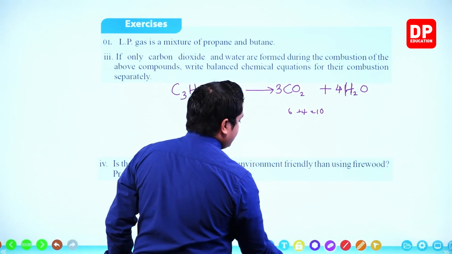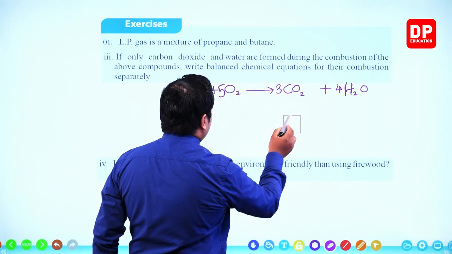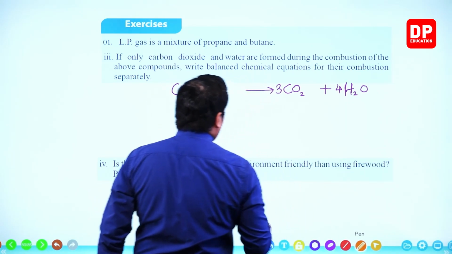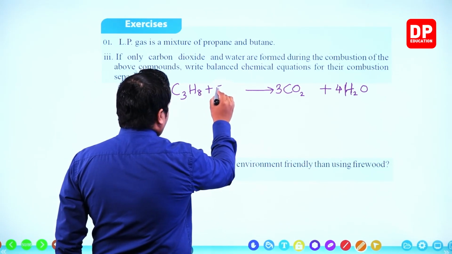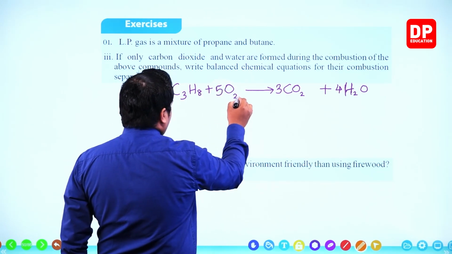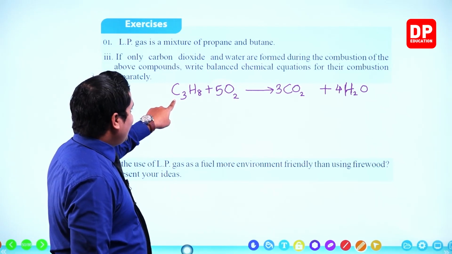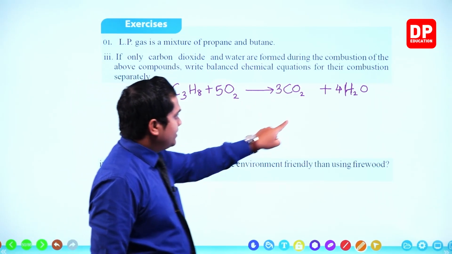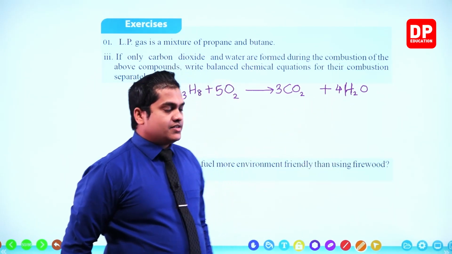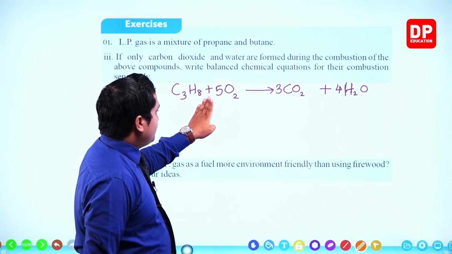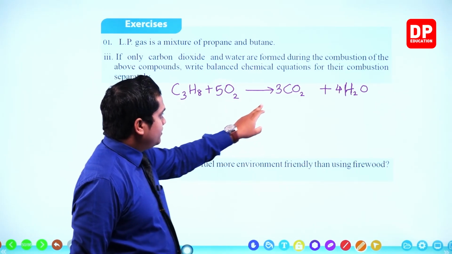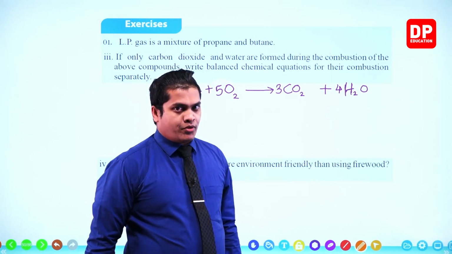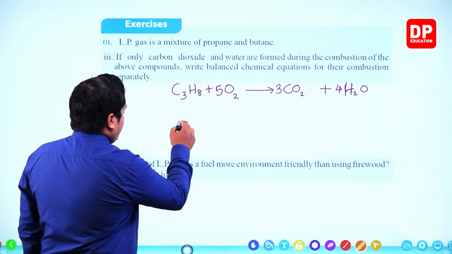So, let's erase this. Here also, then we'll put 5 oxygen gas. Right. Now, let's count. 3 carbon, 3 carbon, carbon balanced. Hydrogen 8, 4 times 2, hydrogen 8, balanced. 5 times 2, 10 oxygen. 3 times 2, 6 plus 4, 10. Correct. So this is for propane. Then let's go for butane.